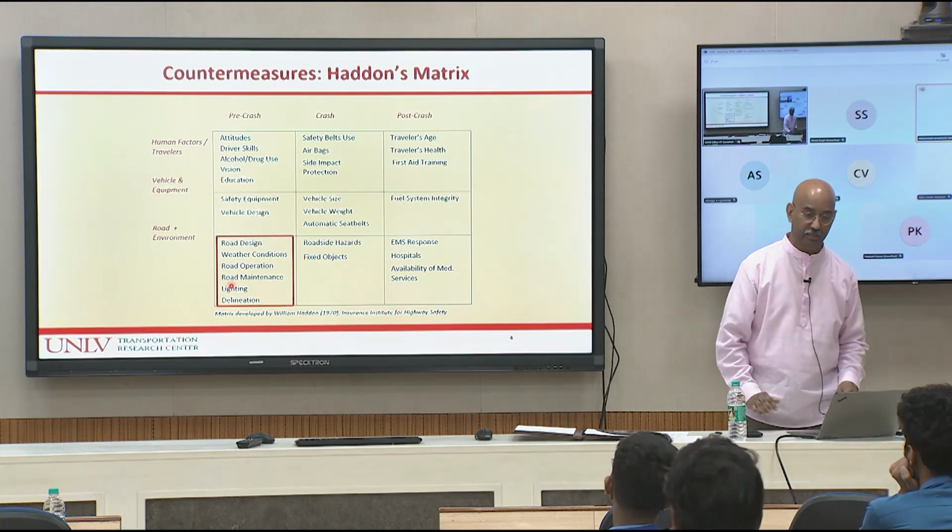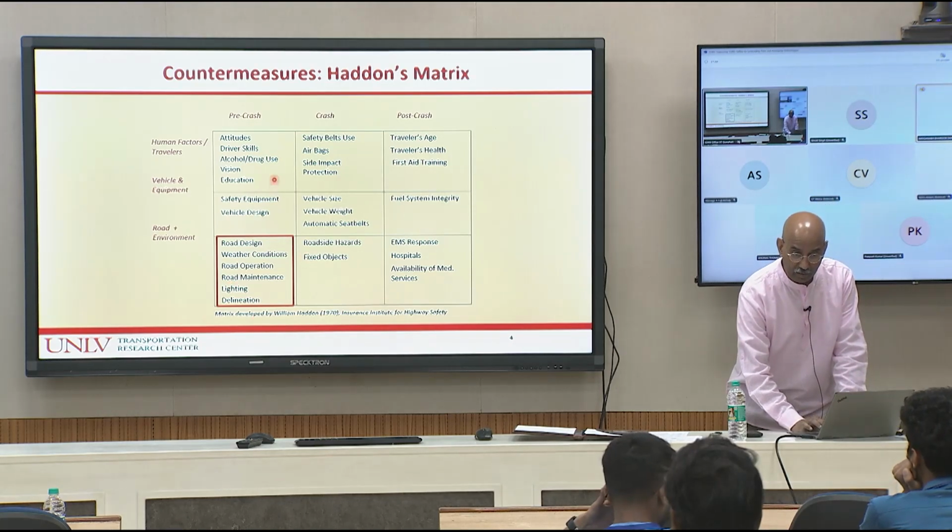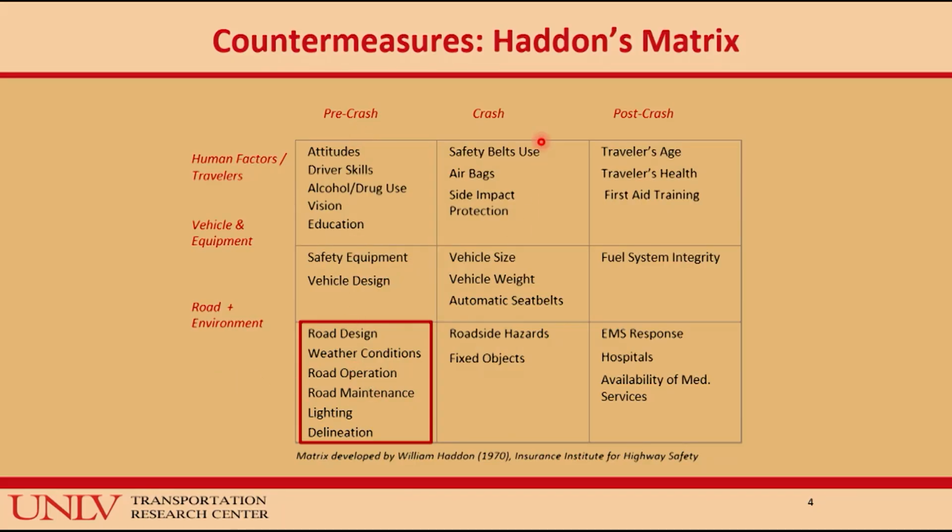What we can do essentially as traffic engineers for the most part is look at pre-crash and road and environment. During the crash, how do we design the roadside hazards or safety clear zones? And if the goal is Vision Zero, what we need to focus on is pre-crash. What can we do to avoid a crash? So Mr. Haddon worked for the Insurance Institute for Highway Safety in the United States. That's an institute that is funded by many insurance companies. It is in their interest to look at this. So if you look here, there are things related to road design, road operations, road maintenance, and delineation.